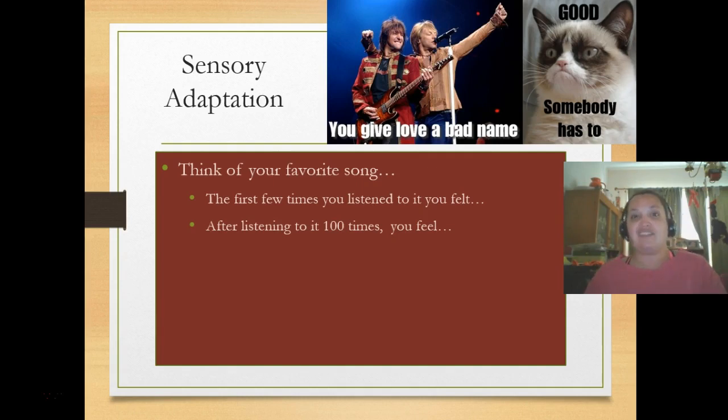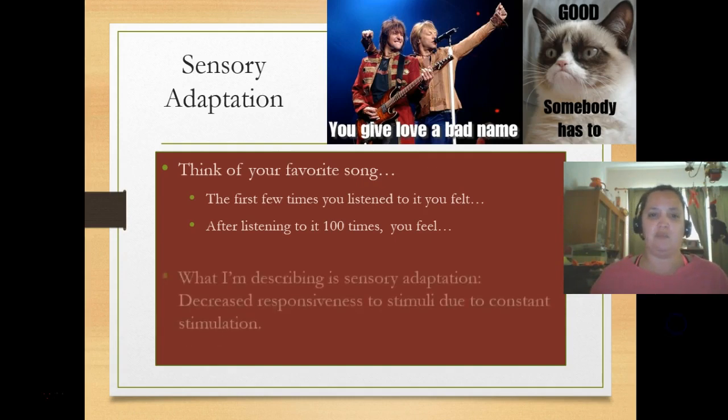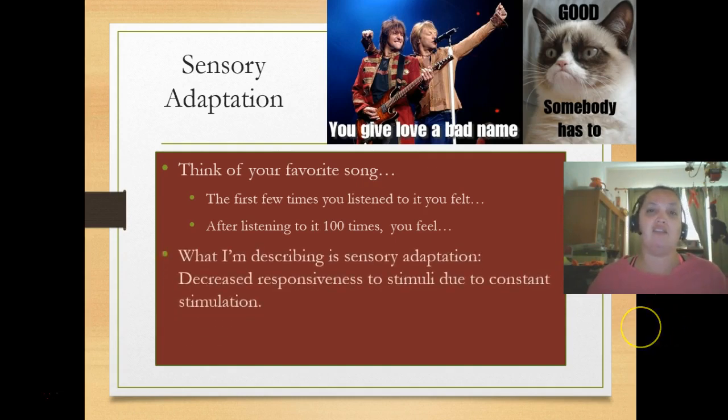Did you still have that same exact rush? Were you still like, oh, I love this song? Or were you like, oh yeah, that is a good song? Does it still hit you the way that it used to? What I'm describing is something called sensory adaptation, where we have a decreased responsiveness to stimuli due to constant stimulation.